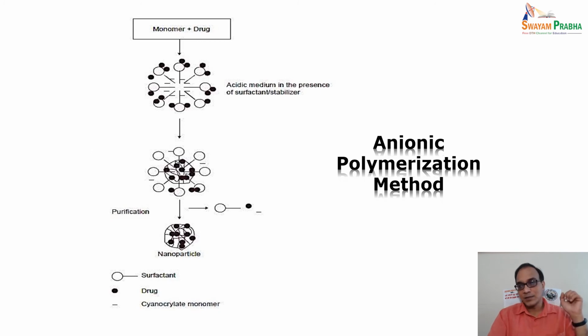Next is the polymerization method, anionic polymerization. What we are doing is taking the monomer and drug together, and then in an acidic medium in the presence of a surfactant or stabilizer, the polymerization occurs, and then a purification step is done and nanoparticles can be prepared. So this is one of the methods of polymerization. However, as far as polymerization is concerned, we have discussed it in detail in our previous lecture on developing other microparticles.